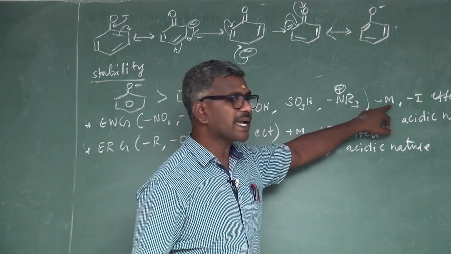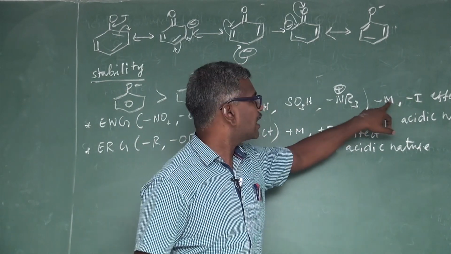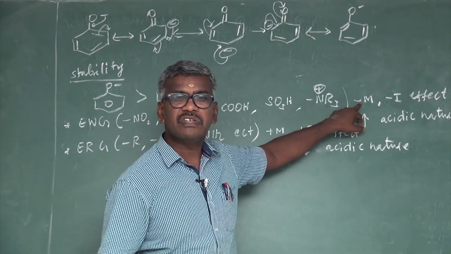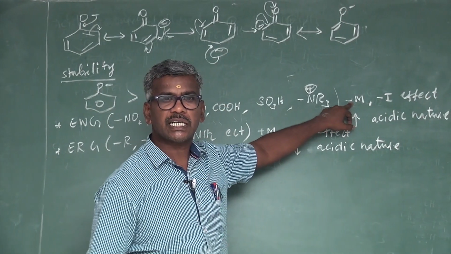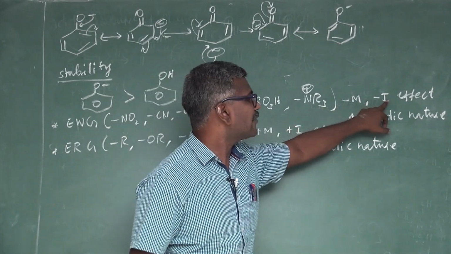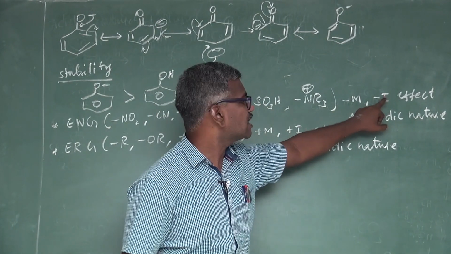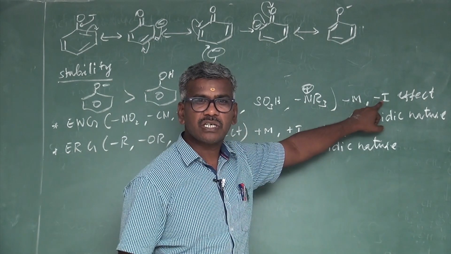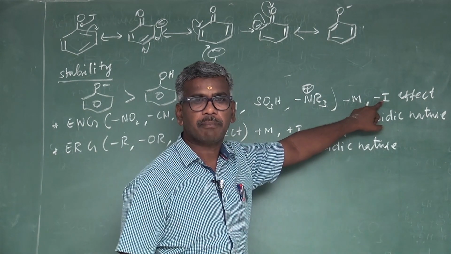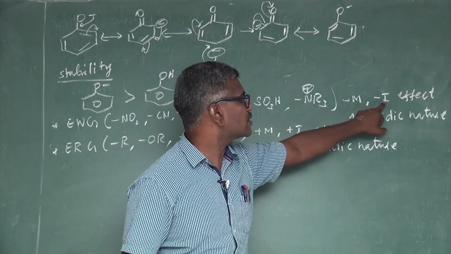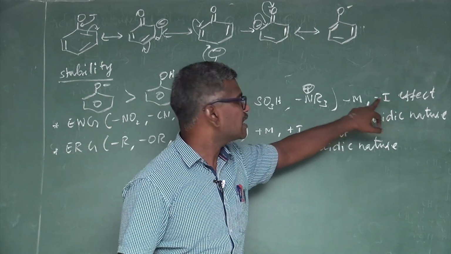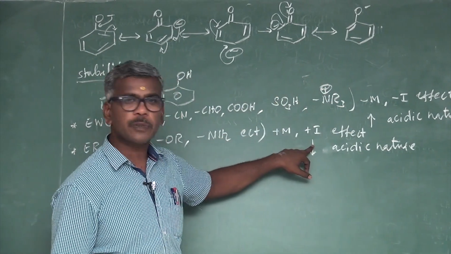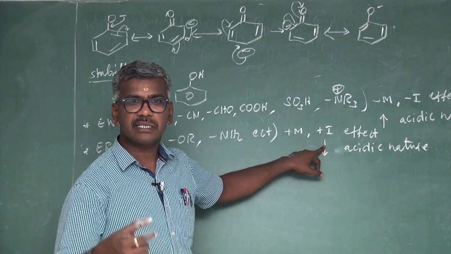What is the meaning of minus M and minus I effect? M means mesomeric effect, minus M means a withdrawing group, which withdraws the electron density from the benzene nucleus. What is the meaning of I? Inductive effect. What is a negative I? It is a property in which electrons are withdrawn by the molecules or atoms. This is known as the minus I effect. When this group is present in the benzene nucleus, acid strength increases. When this group is present, acid strength decreases.